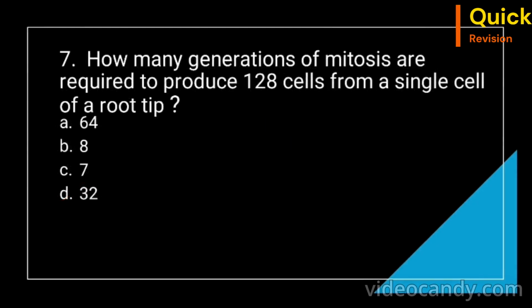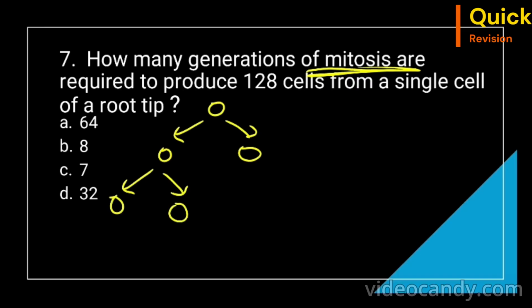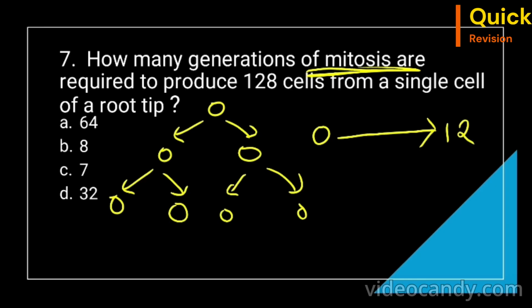Seventh question, how many generations of mitosis are required to produce 128 cells from a single cell of root tip? So we have to see the mitosis here. In mitosis we know one single cell gives rise to two cells. Here again each cell will give rise to two cells. So this keeps on continuing, right? Here they're asking, one cell, in the end it gave 128 cells. So how many generations did it take?